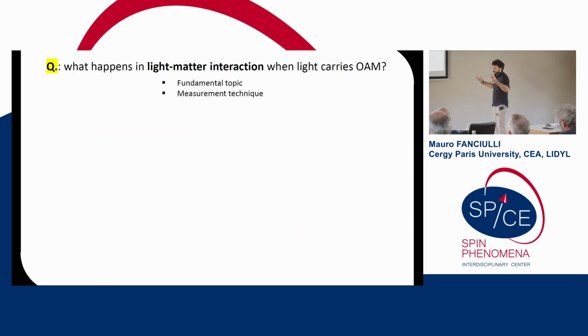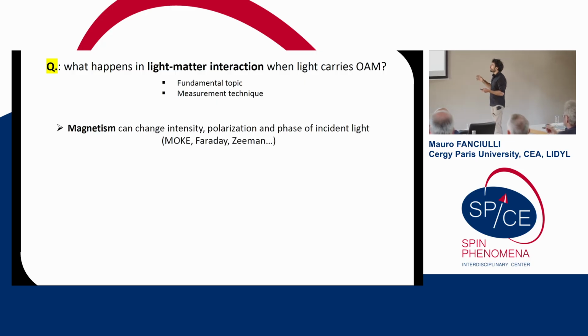So the main question in my group that we were trying to answer in general is what happens when you study light-matter interaction with the case of orbital angular momentum, which is a very general question, basically the main question of this workshop in particular. So a bit more specifically, we decided to start to tackle this question in the case of magnetism because magnetism presents many types of phenomena that can change the light properties when they interact, right? The intensity, polarization, phase, etc. in different experiments like MOKE, Faraday effect, Zeeman, etc.